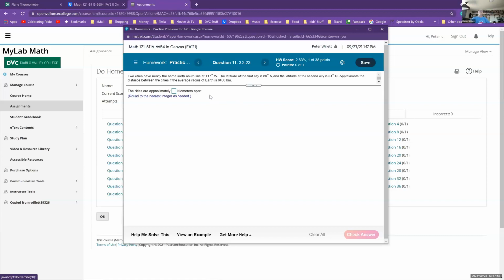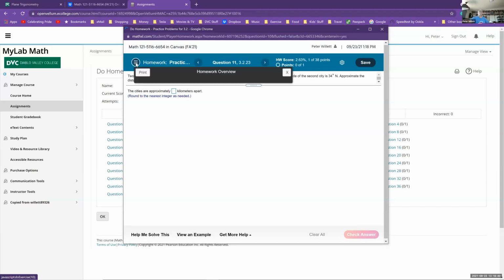Let's see if we can get one that has some numerical work to do. On number 11, it says two cities have the same north-south line of 117 degrees west. The latitude of the first city is 20. The latitude of the second is 34. Approximate the distance. So this is exactly like the one we were doing. The one we were doing had, I think, 34 and 40 degrees between Los Angeles and Reno. And in this case, we have 20 and 34. So we would get the difference of those degrees, convert degrees to radians, and then use the formula and multiply by 6,400 to get that arc length, that distance. So hopefully that makes sense.